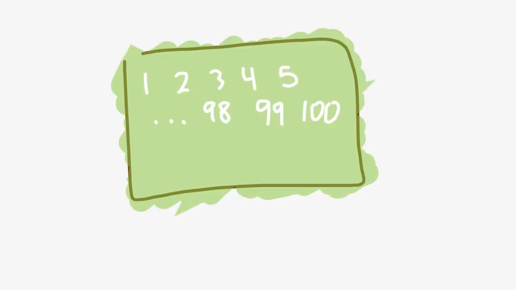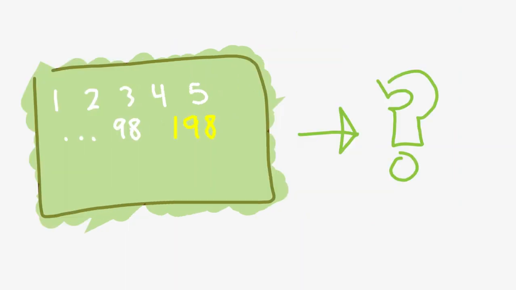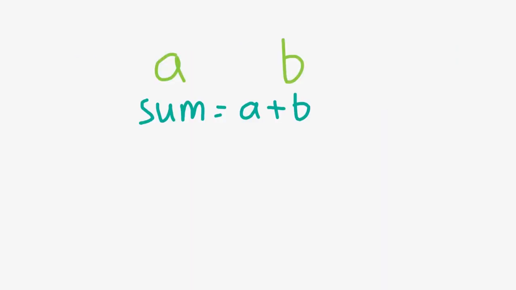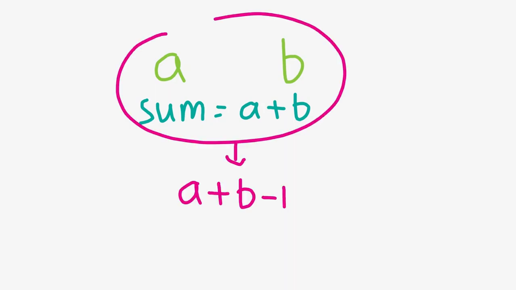Here's another problem. The numbers 1 to 100 are written on a blackboard. You choose any 2 numbers A and B, erase them, and replace them with A plus B minus 1. After repeating this process many times, only one number is left. What is this number? Notice that the 2 numbers A and B start with a sum of A plus B and are replaced with a number with value A plus B minus 1.